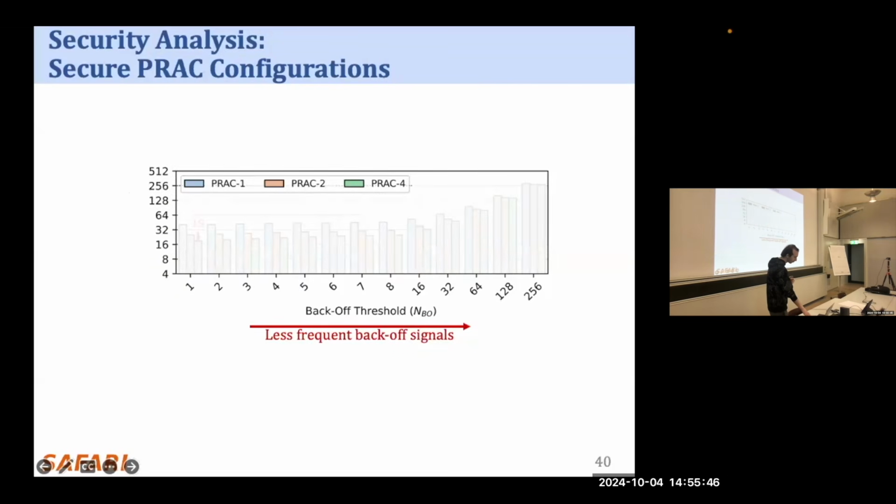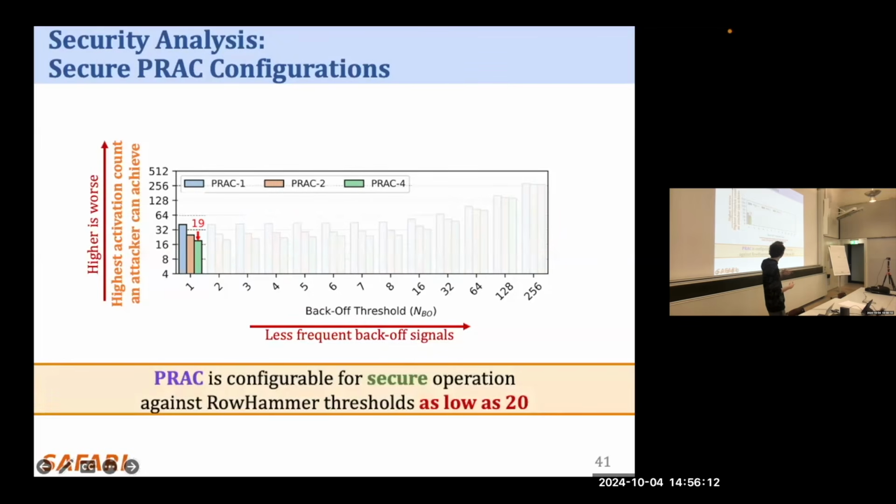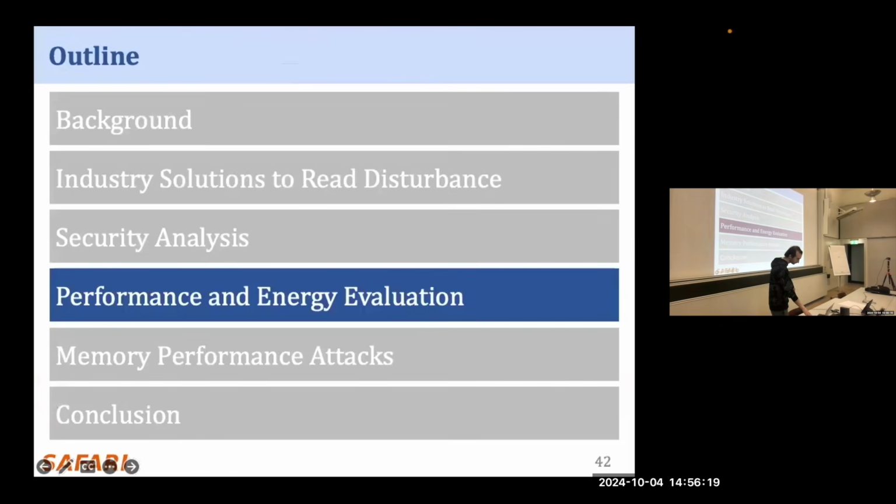The x-axis again shows the backoff threshold for the defense parameter. The y-axis shows the maximum activations possible. This time, the legend shows our different PRAC configurations defined in the documentation, and each bar will show the worst case possible attack pattern that we choose for the attacker. So you don't see the wave attack parameters here, but each bar displays the worst one. Once we repeat the analysis, we observe that PRAC is configurable for secure operation against RowHammer thresholds as low as 20, because an attacker can obtain 90 activations to a single row on the PRAC4 configuration.